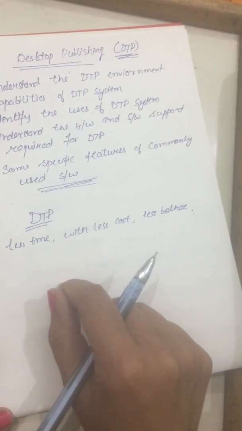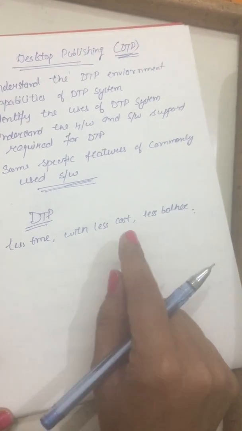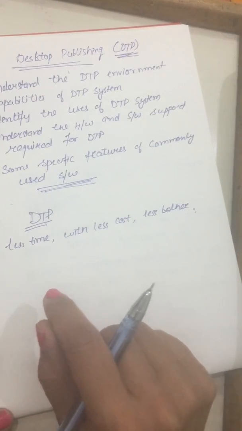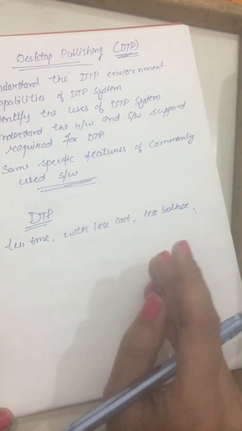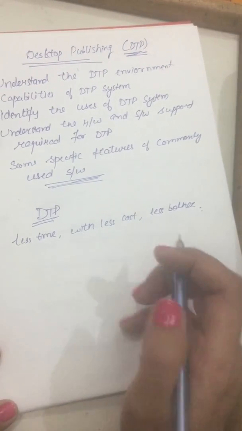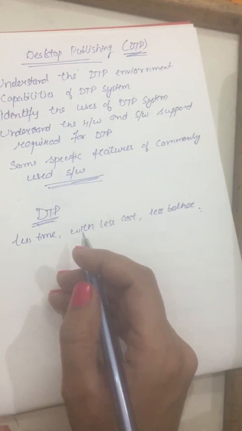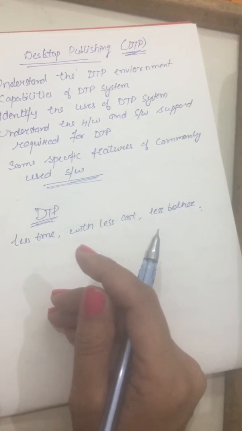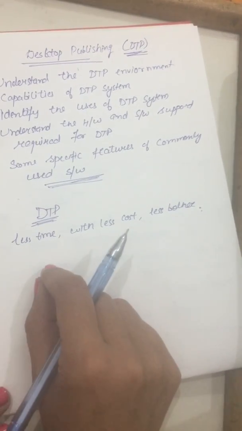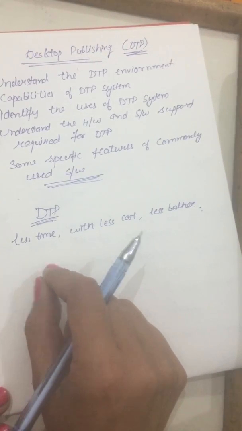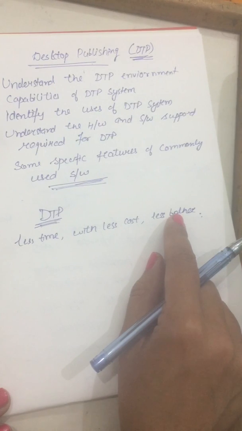The advantages of DTP over the traditional method of publishing include increased control over the end product and saving in turnaround time, as the product can be created and printed at the same time. It means if you want to publish any book, any newspaper, any magazine, that can be done under one system, under one software, on one table. It is less time consuming, less cost consuming, and less botheration.